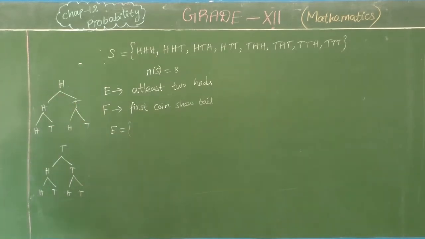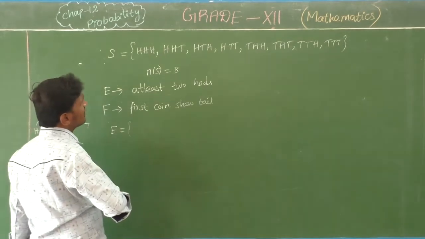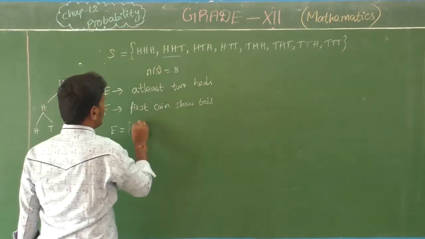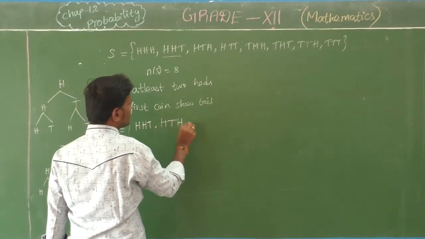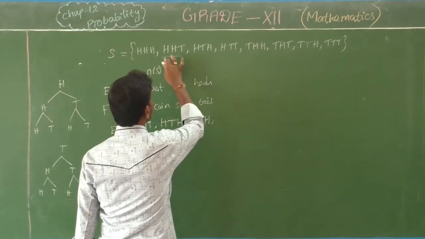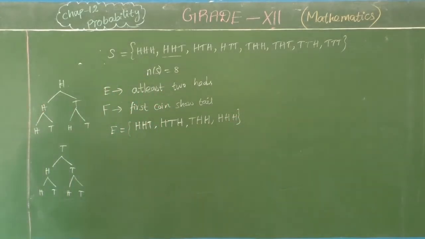So here also I'm taking E as the event which is at least two heads. Now what is that? We want to take two heads. Here, two heads: double H T, then HTH, then THH. Shall I take this also? Triple H. Yes. At least, so triple H also we should take. So how many outcomes are there in at least two heads? 4, okay.